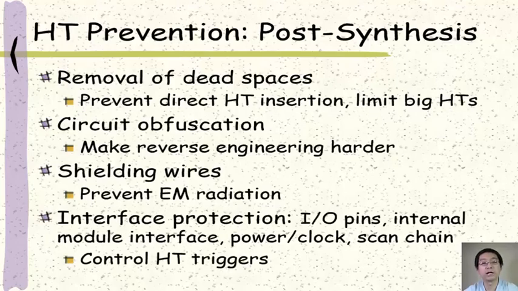Because most hardware Trojans require a trigger signal, we should pay special attention to interface protections. This interface includes the I/O pins of the system, the internal connections between modules, the power and clock networks, and also the scan chains. Once we are able to control this, we can monitor this interface, and whenever there is suspicious communication, we can check whether it is required or whether it is a hardware Trojan triggering signal.